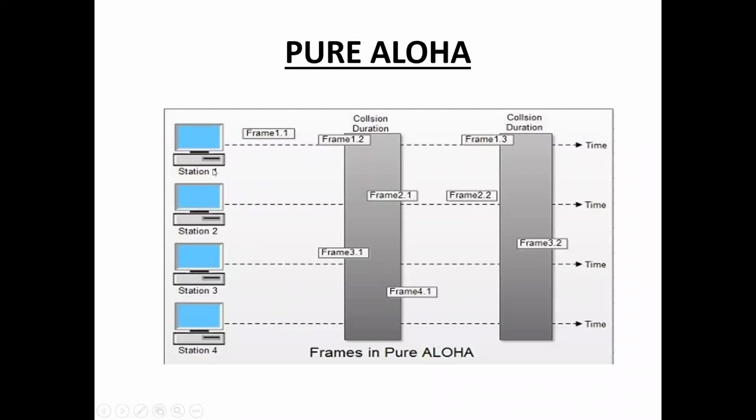Here station 1 sends the frame 1.2. Station 2 sends the frame 2.1 at the same time. So the collision occurred. Station 1 waits for some random amount of time and once again retransmits 1.2. Similarly, station 2 waits for a random amount of time and retransmits the frame 2.1. So this is pure Aloha.